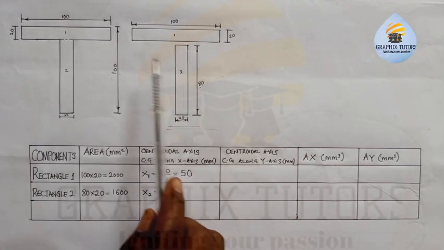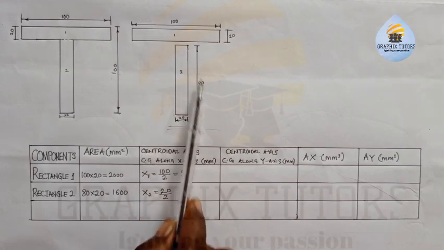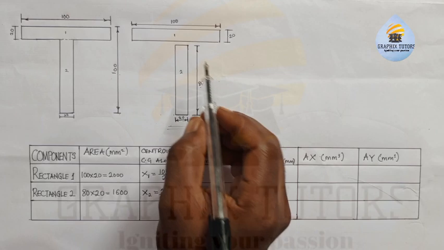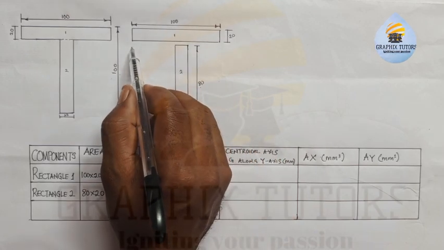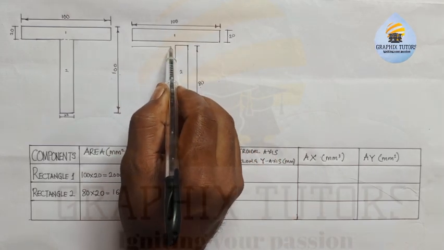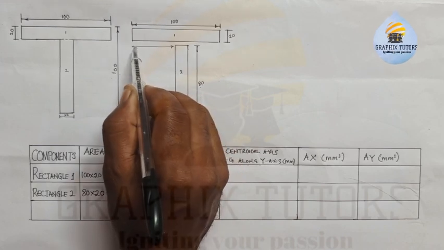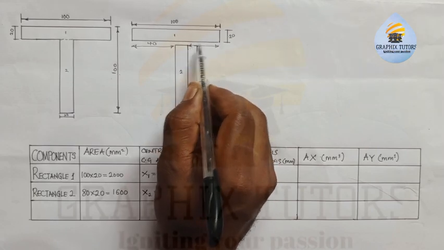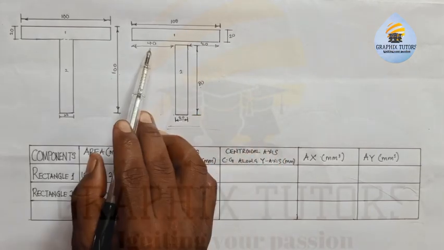Now I need to know the distance of the spaces here. If I remove 20 from 100, I'll be left with 80. And if I divide that 80 by 2, from this point straight down to this point here, it's giving us 40. And from here also straight down backward is also 40. That means this is 40, 40.